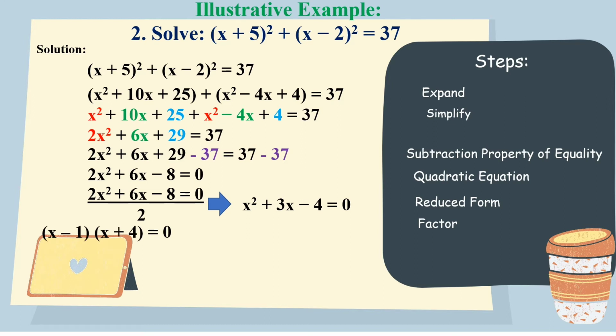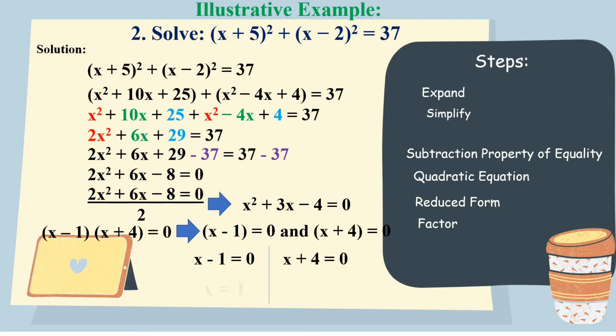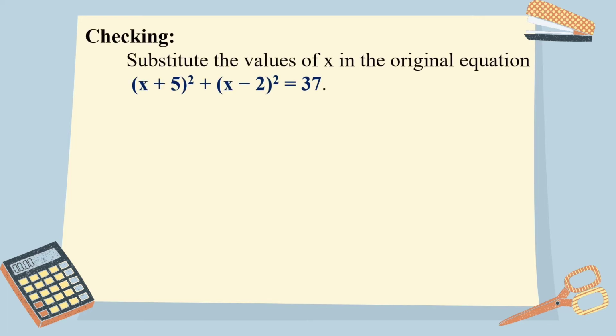Equate the factors to 0. So we now have x minus 1 is equal to 0 and x plus 4 is equal to 0. So for our first root, we have x is equal to 1, and for the second root, we have x is equal to negative 4. After getting the roots, let's do the checking. Same drill. Substitute the given value of roots to the original equation. The roots earlier is x is equal to 1 and x is negative 4.